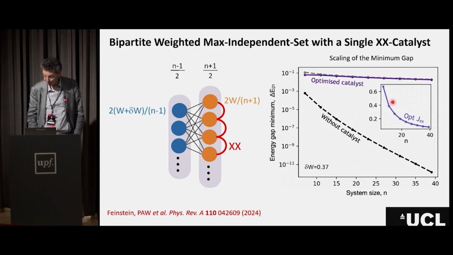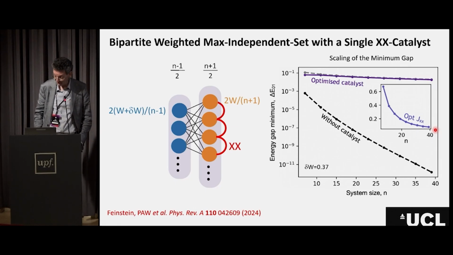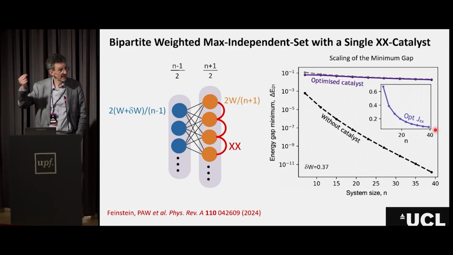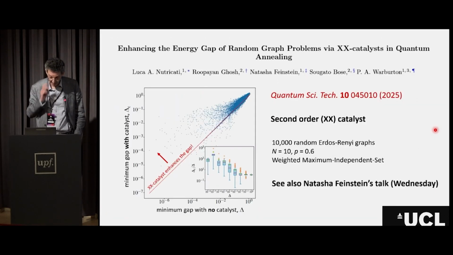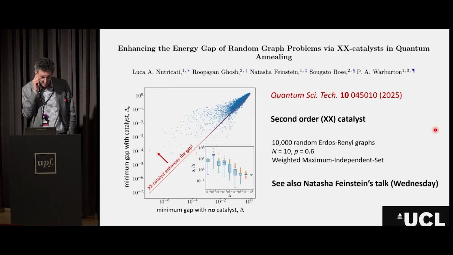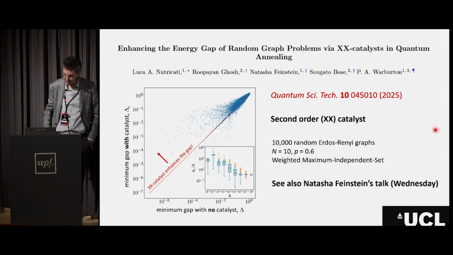So that looks pretty good, and furthermore, if you look in the inset here, this is a graph of the optimum value of this catalyst as a function of system size. You can see there's a suggestion that as the system gets larger, this optimum value of the catalyst is tending to some scale-independent, size-independent value, which means we can just take that XX interaction off the shelf and not have to optimize for every individual problem. Of course, this is just a toy Hamiltonian to illustrate some of the features, not so useful as a real problem. As Roopayan explained earlier on, we can extend these ideas to randomly generated graphs. This is work done by Luca Nutricati.